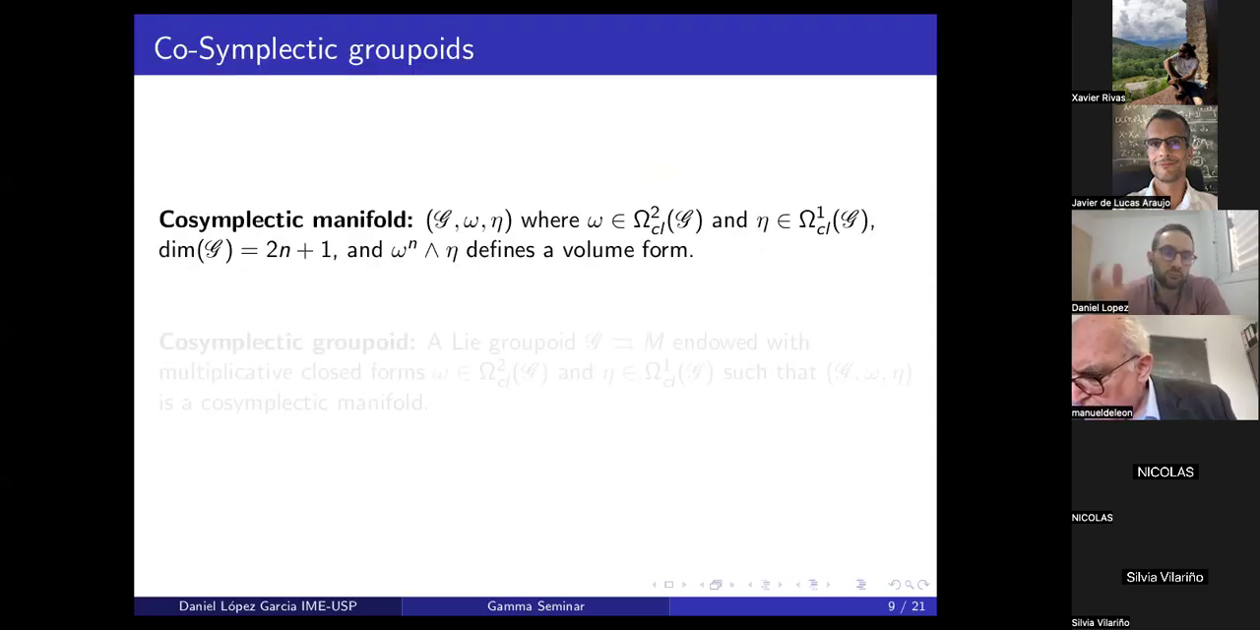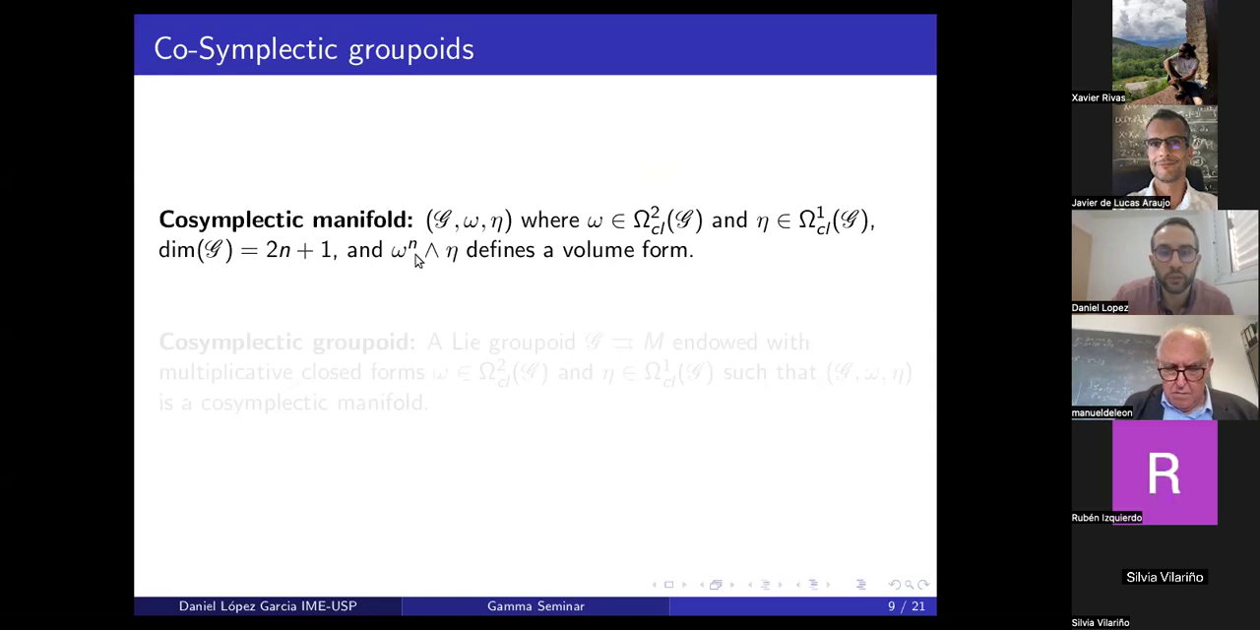So let me start, or let me recall, what is a cosymplectic manifold. This is a triple: a manifold G with a closed 2-form omega and one closed 1-form eta. If you suppose that the dimension of G is 2n plus 1, then omega to the power n wedge eta defines a volume form. This is a top form which vanishes nowhere.